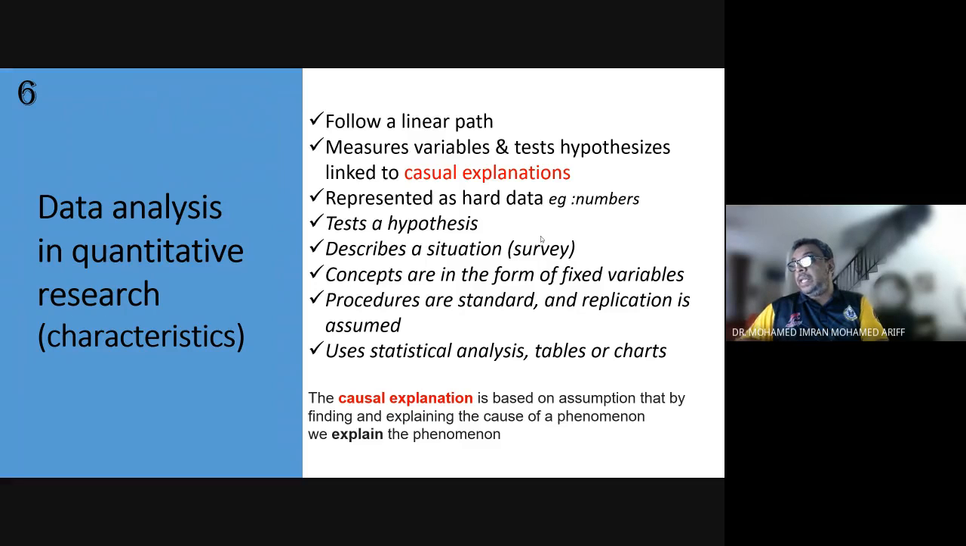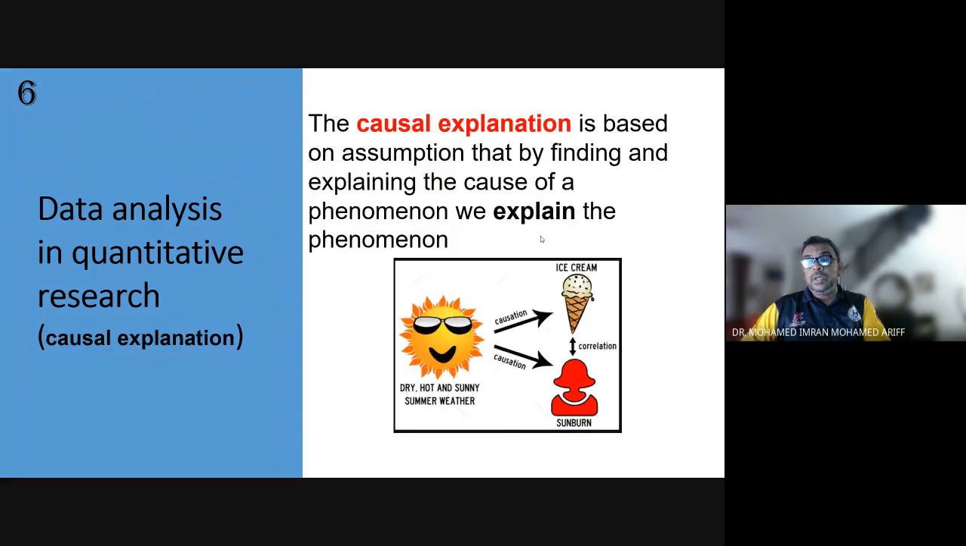Tak ada air ni, but how do we explain about tak ada air? We find out and explain the cause of that. Once we have found out the cause, then we can explain kenapa tak ada air. That is how a cause explanation is. It is based on an assumption that by finding and explaining the cause of a phenomenon, we explain about the phenomenon.